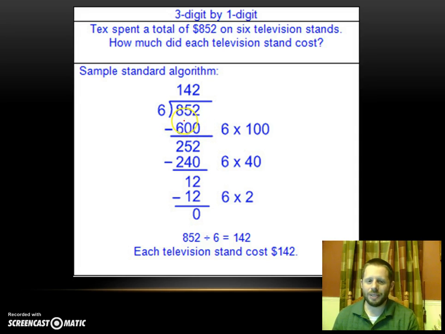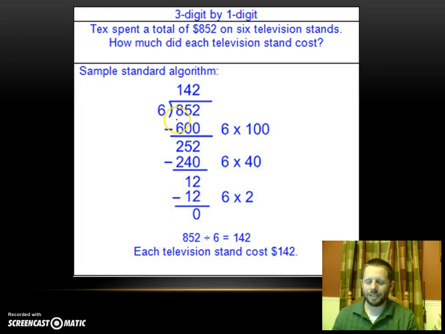Now you may be wondering where these zeros are coming from. Well, remember this 8 was really in the hundreds place, right? As far as our place value is concerned, the 8 really represents 800. So really we're saying, how many times would 6 go into 800? And so we're saying it's going to go in there 100 times. That's what that's really showing, because of where the place value lies. So in reality we're actually doing 600 from 852.